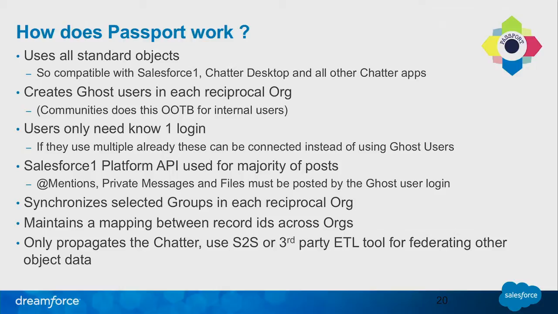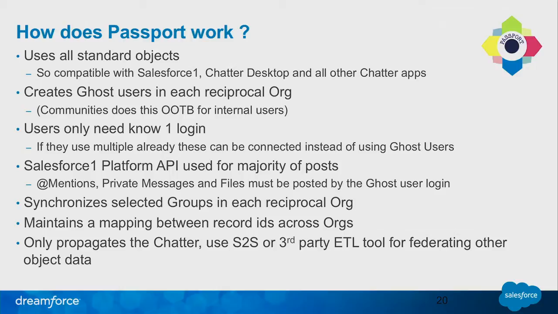Most of the posts that we cover, and I'm going to talk more about that, are using the Salesforce One Platform API. Very pleased Salesforce combined that last year into one API because it's a lot easier to talk about than the 7 or 8 APIs that they used to be called. But there are some posts that we can't do using the APIs. When it comes to doing an app mention post, there isn't actually an API to easily do that. We have to use the ghost user and act as that user to make that post. Similarly, private messages and files, we have to post those as those ghost users.